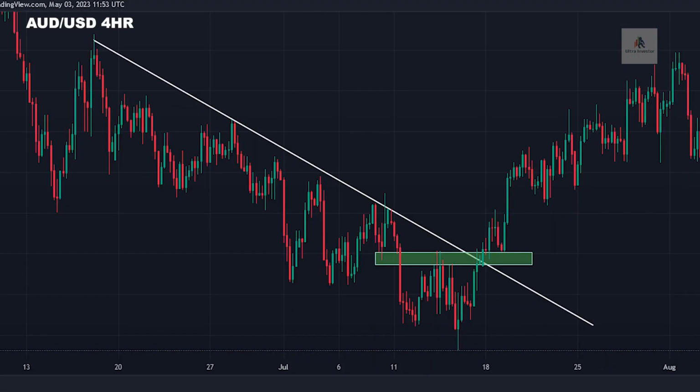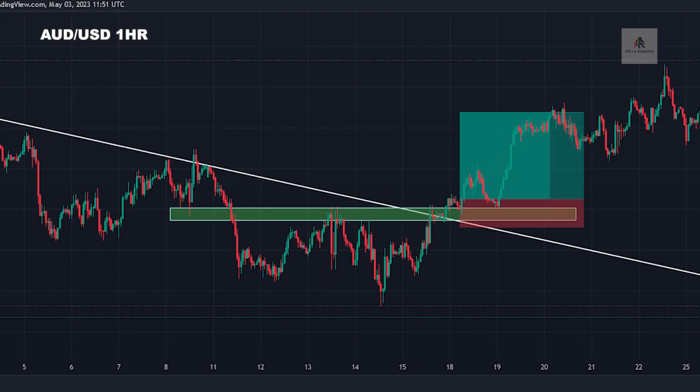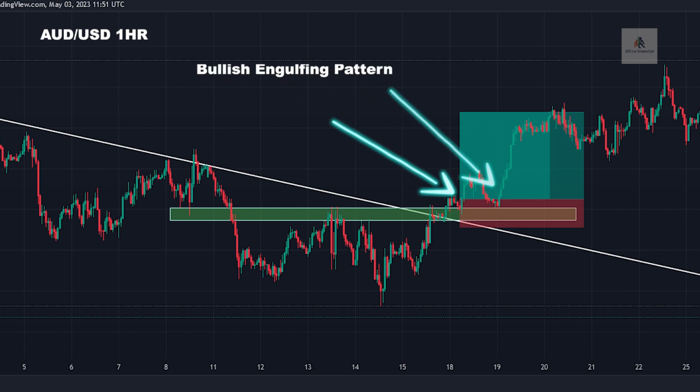Another example is on the Aussie dollar with the same concept. We can see a fresh major level of structure, and there is a bearish trend line. We just need to wait for an entry reason in lower time frames when the price reaches this area to go long. Once again, we zoomed in on the 1-hour time frame and identified a bullish engulfing candlestick, which is our entry reason for going long.